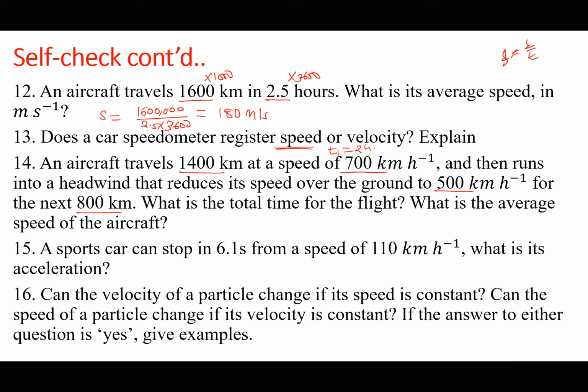And then runs into headwind that reduces speed over the ground to 500 kilometers per hour for the next 800 kilometers. So the second journey, I'll call this one T2. T2 is going to be equal to 800.